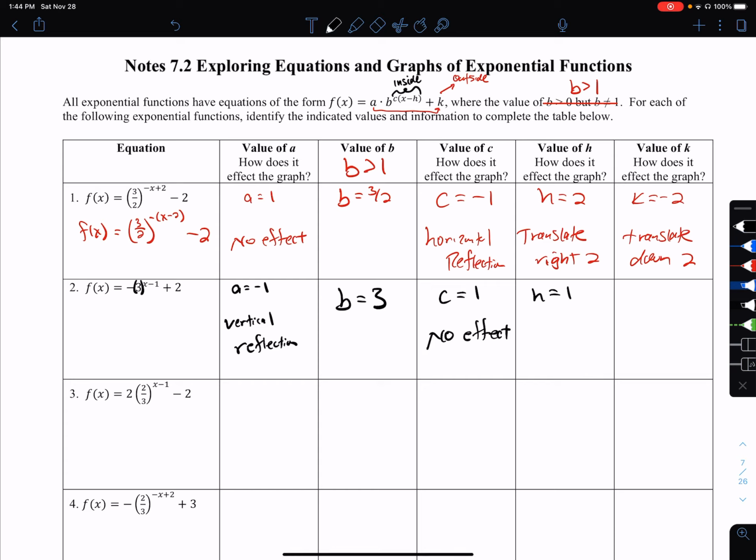So h is 1. That's going to translate the graph right 1. K is what you're adding or subtracting on the outside of the function. K is a 2. That's going to translate the graph up 2.